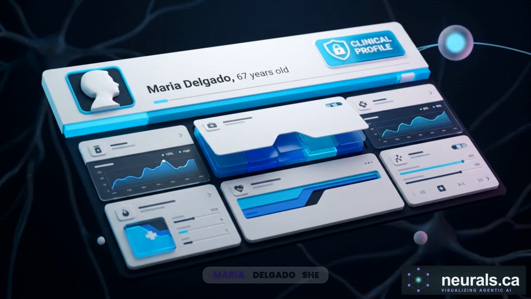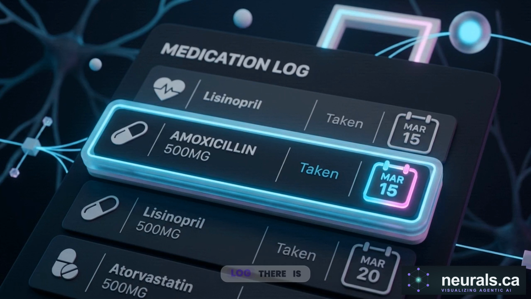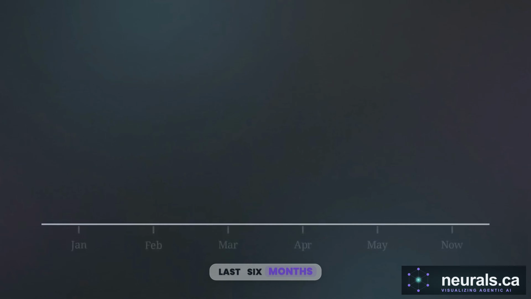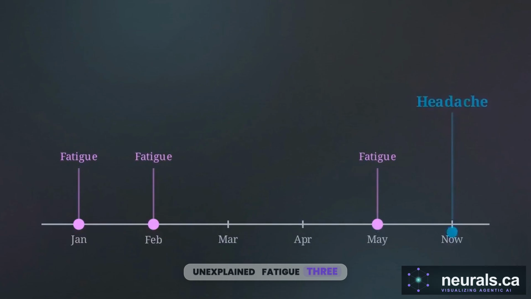The patient is Maria Delgado. She is 67 years old. Her active patient record details a history of hypertension and a recent stroke. Deep in her medication log, there is a time-stamped addition. She started a new prescription blood thinner in March, and across her last 6 months of clinical encounters, she has reported unexplained fatigue 3 separate times.